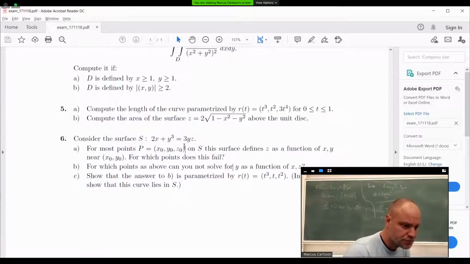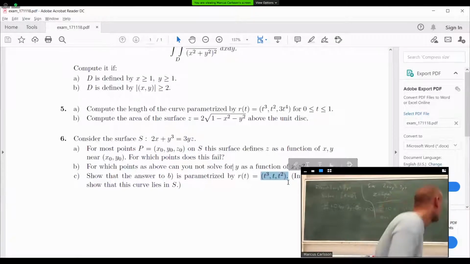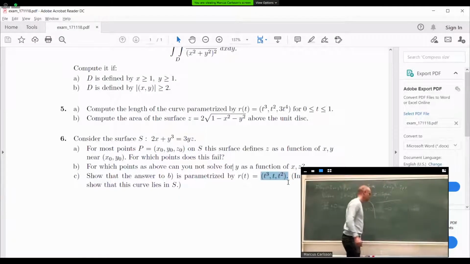And then, all right, so those are the points where, or at least the implicit function theorem does not guarantee that we can solve for y as a function of x and c. And show that the answer is parameterized by this curve. Well, that's pretty straightforward.